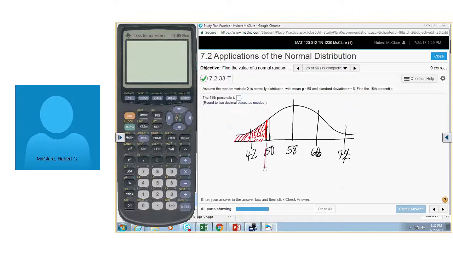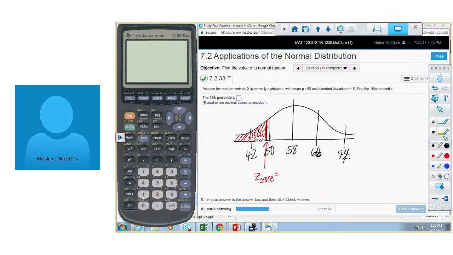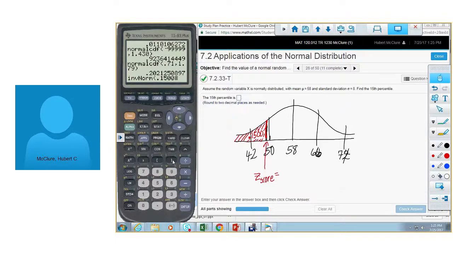Now, all you have to do is find that z-score. So you go to inverse norm, because you're given an area and you're trying to find the z-score. So inverse norm, 0.1500. Second, bars, inverse norm, 0.1500. And that's a z-score of negative 1.04.